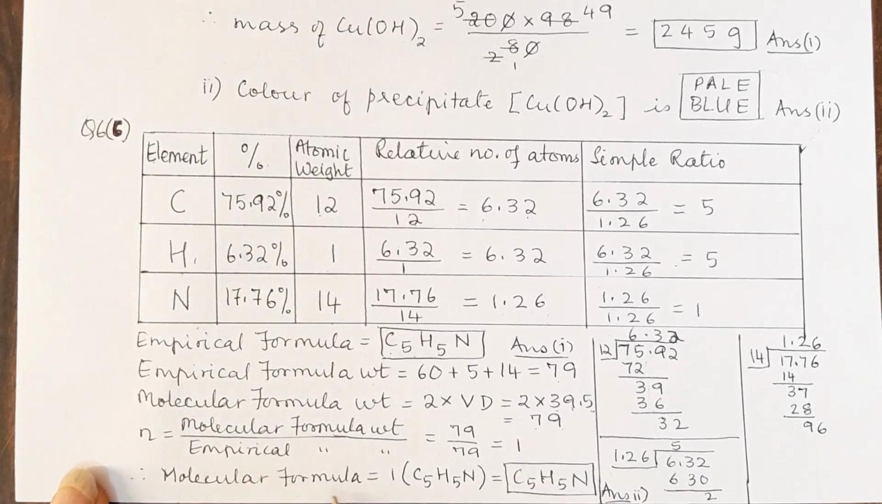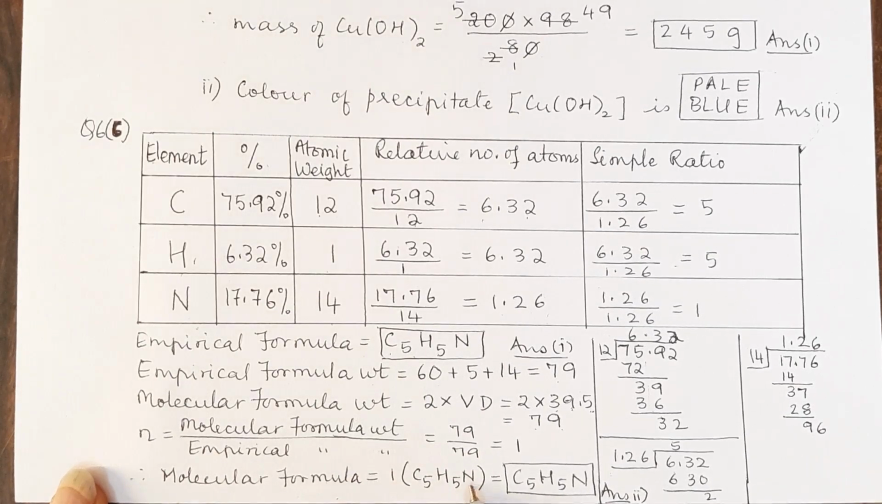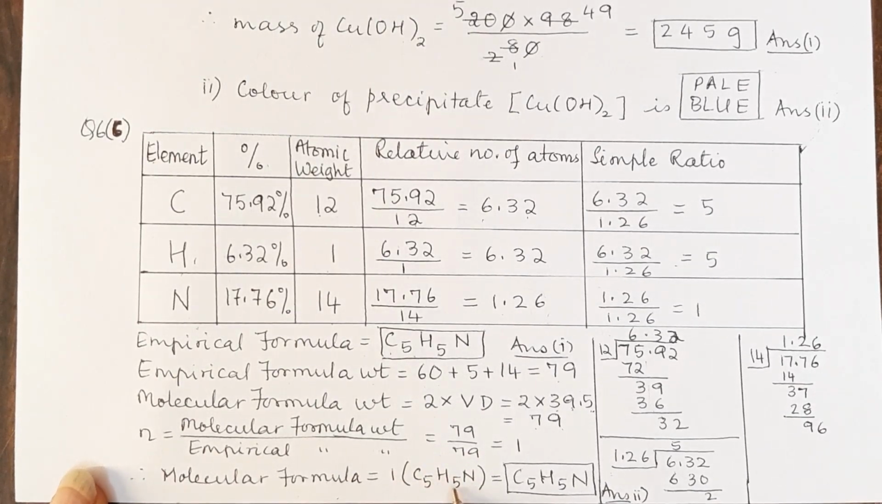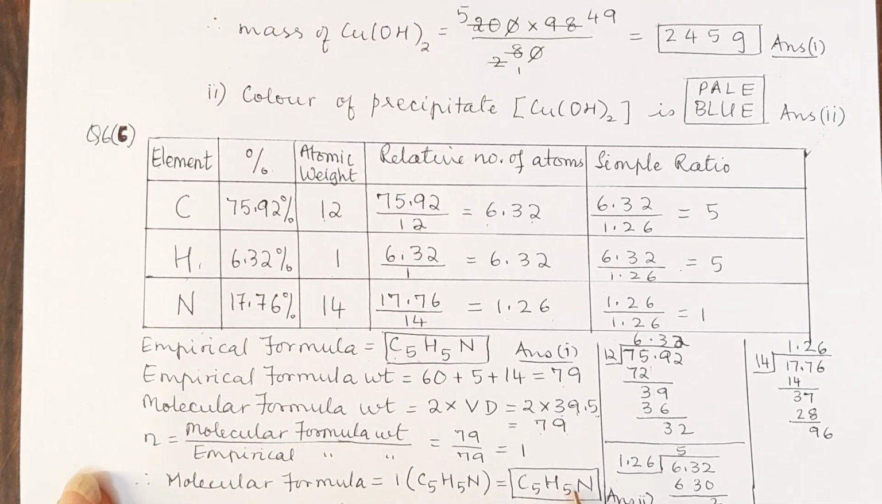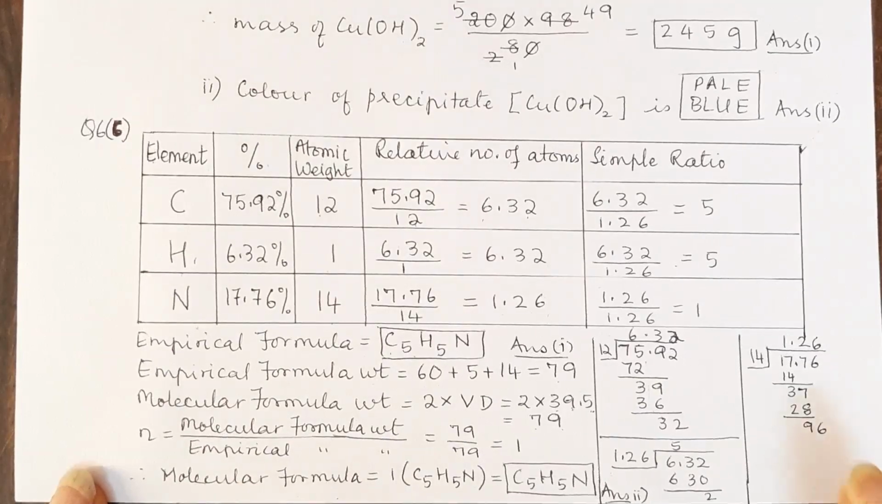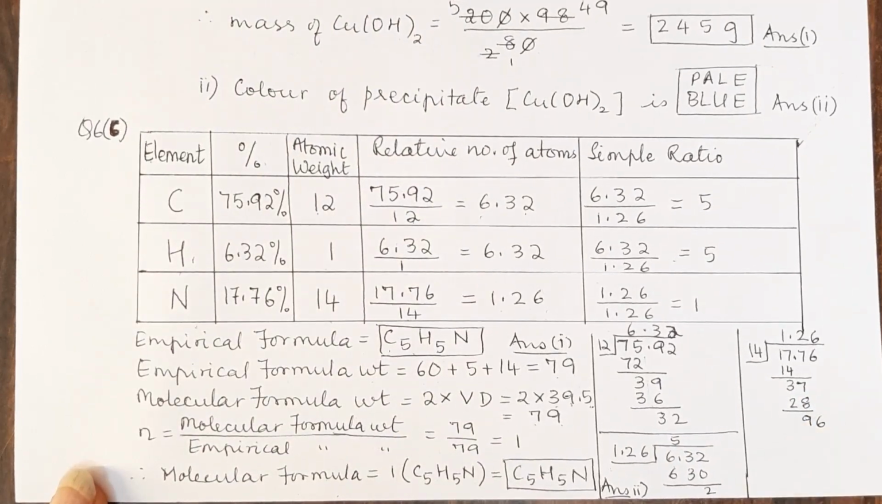And so we have molecular formula equal to n into empirical formula, means 1 into C5H5N, which gives us C5H5N, and that is our answer 2.